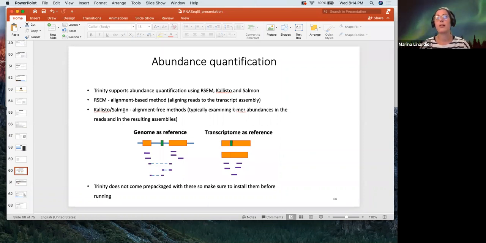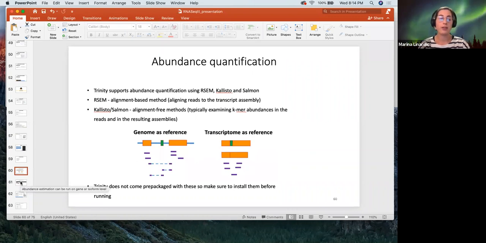These are two different softwares, but they work in the same way. And these are alignment-free methods. So they don't need this genome. They don't need this transcriptome. They're just doing kind of like a pseudo alignment using k-mer abundances to be able to perform the abundance quantification. And because of this, they're actually a bit faster as well. Trinity does not come prepackaged with these, so we need to make sure that we install all of these before we run them. Today we're just gonna use Salmon, but for all of them, you would behave the same way.